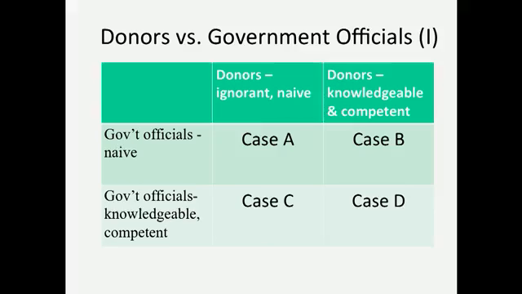Here's a 2x2 table that presents a simple topology of the skill and knowledge level of donors and government officials. For several years, I've asked my students in my water policy course which of the four cases best describe status quo conditions in low-income countries with serious water and sanitation problems. Which case would you pick?